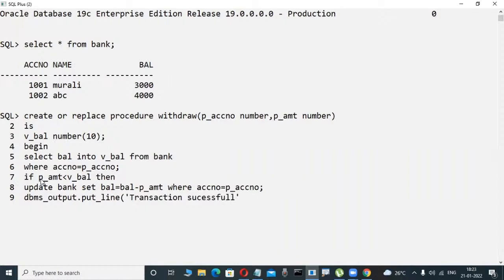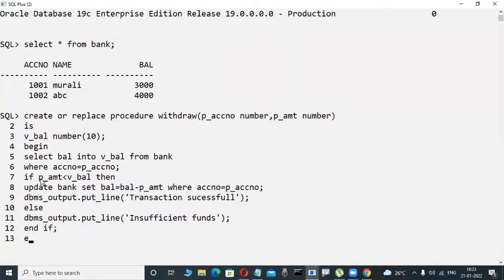Don't worry about this one, just observe it here. Else, simple coding. And now check it out here: else, insufficient funds. Okay, some codings are there. This is not a difficult coding, take it easy.